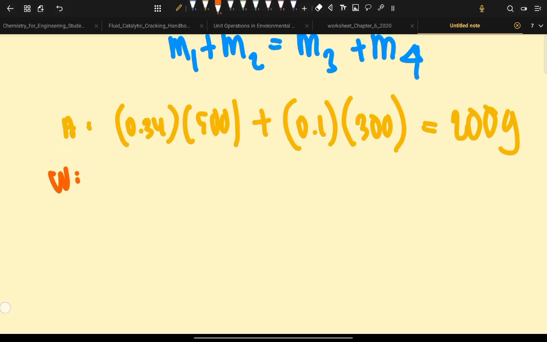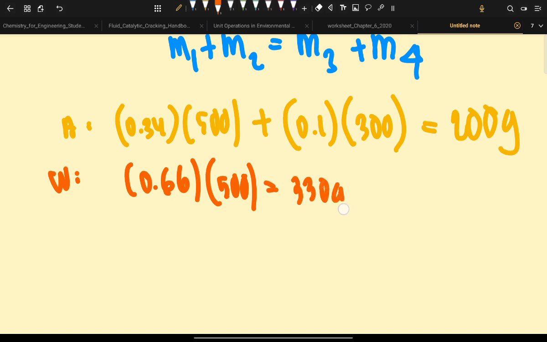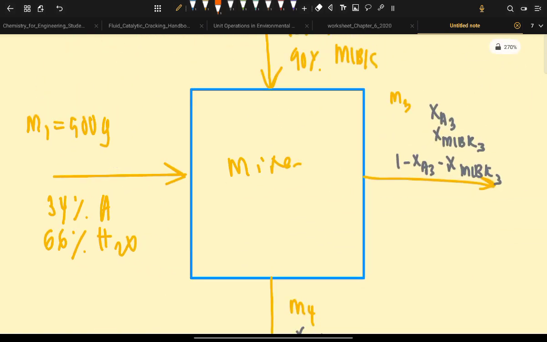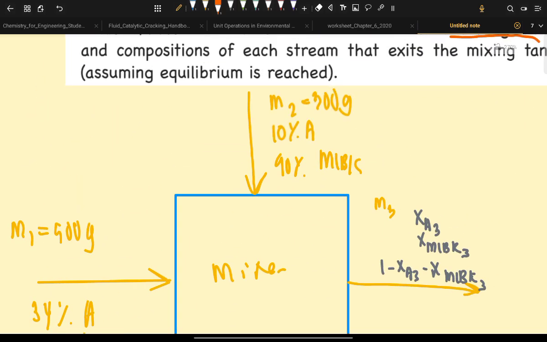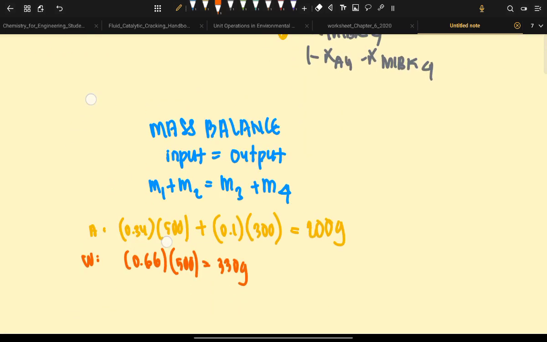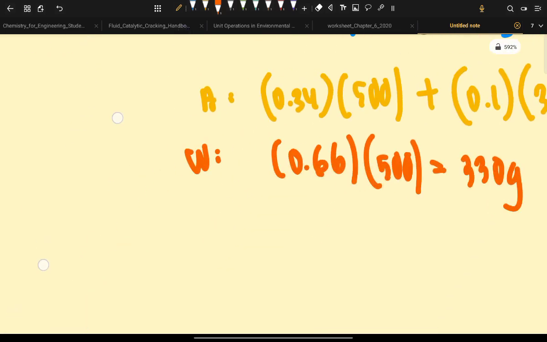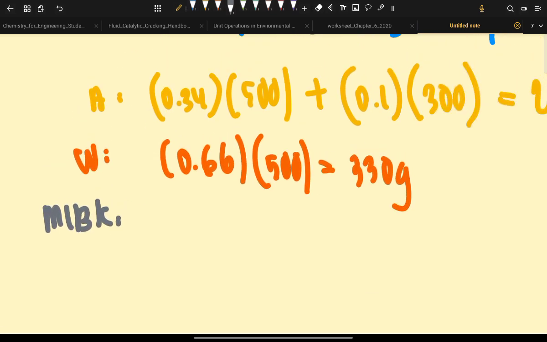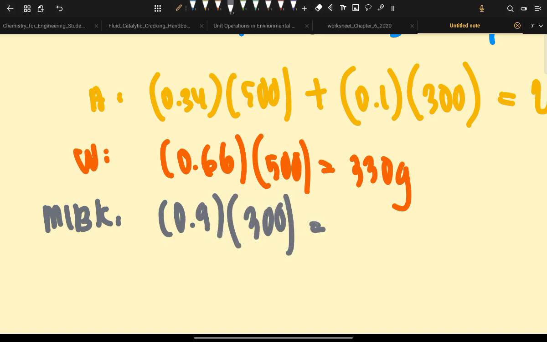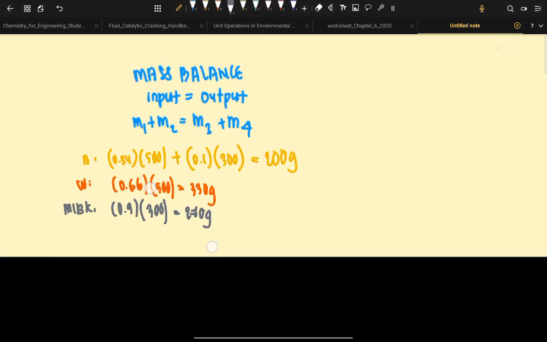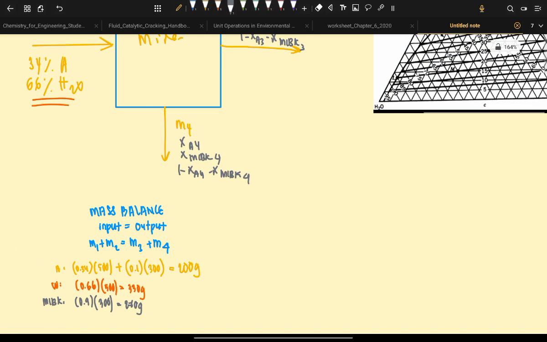Okay, so 0.66 times 500 gram. And then what do you got? 330 gram. Okay, and then the second stream we don't have any water. Okay, and then next for MIBK. So 0.9 times 300, and I got 270 gram. And this is my answer, okay, for the mixing point.